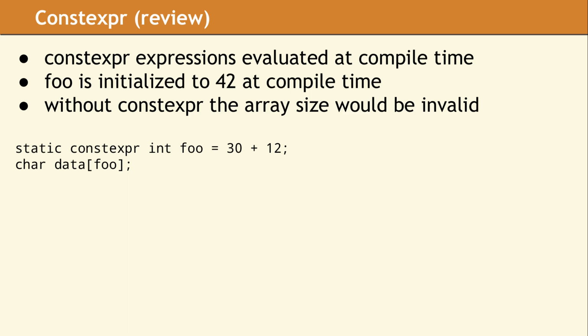So just as a review, the first thing we're going to be talking about is constexpr. Constexpr is a way of marking an expression for compile time evaluation. And in this example, you can see we're marking a variable as constexpr, which means it is guaranteed to be known at compile time, so it can be used as the size of an array. Without constexpr, this is not a compile time value, and so this array size is invalid.